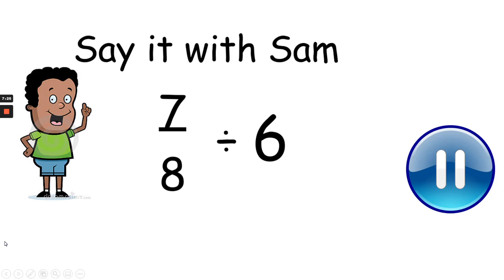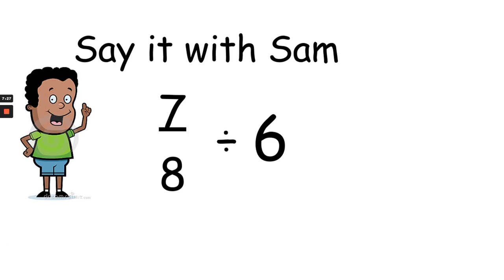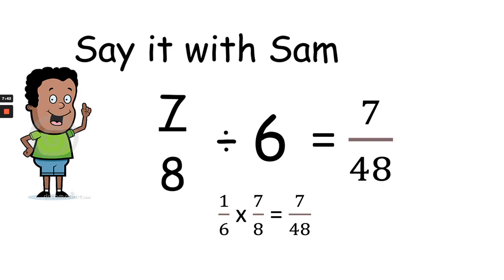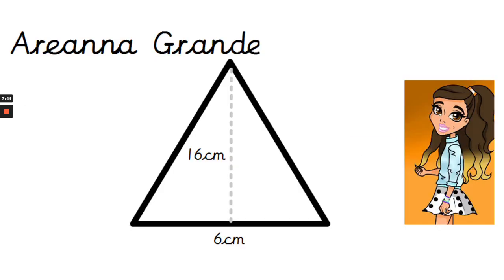Okay, let's see how you got on Year 6. I'm finding 1/6 of 7/8. Now that I've written it down, I know I'm just multiplying these fractions. 1/6 multiplied by 7/8 gives me 7/48, just timesing across. 7/48 is your answer. Great job, Year 6.